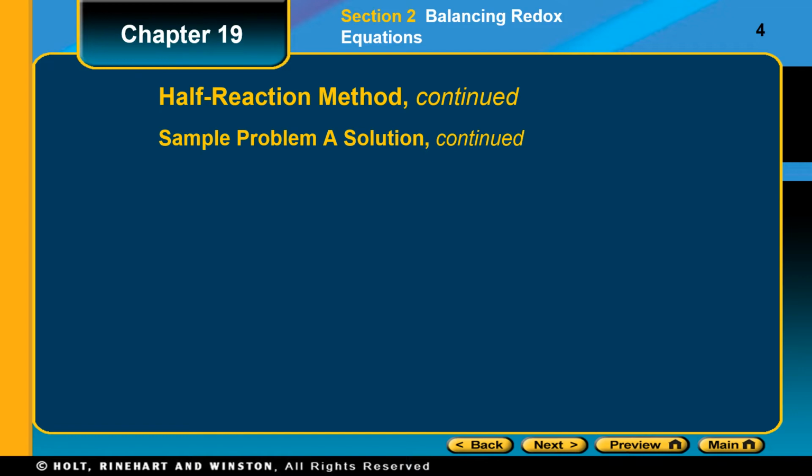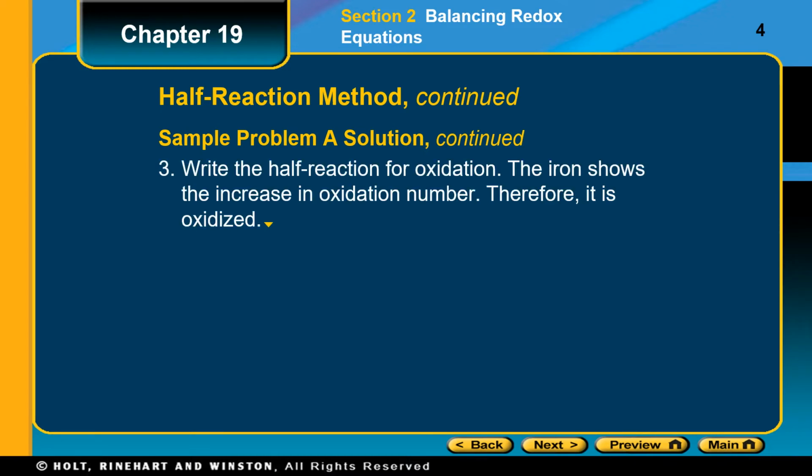Now we will take the basic equation that we ended up with, and we're going to do the half reaction for oxidation. And oxidation, remember, is where the oxidation number increases. And we know that iron increased from a plus 2 to a plus 3. So that means it's been oxidized.